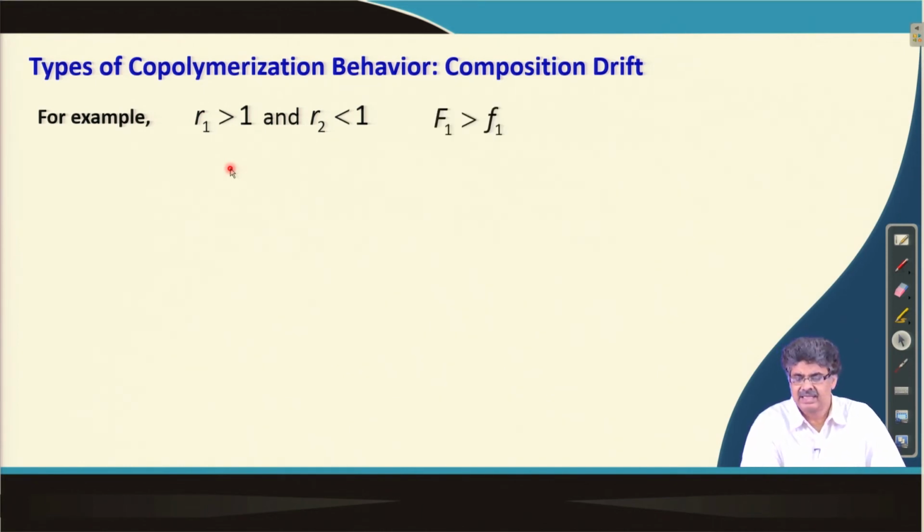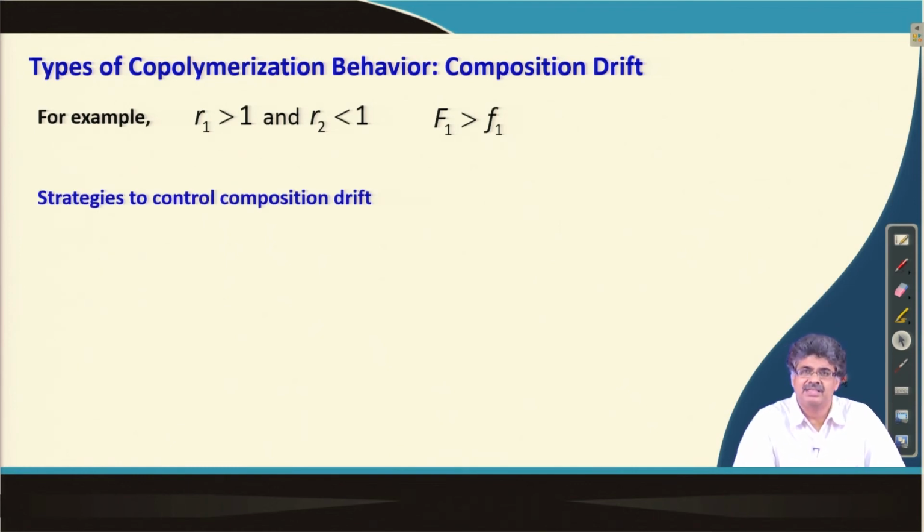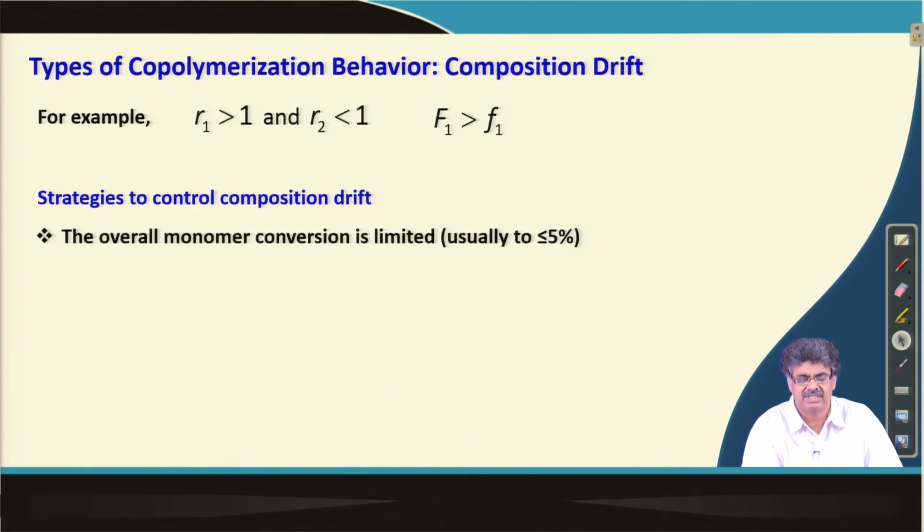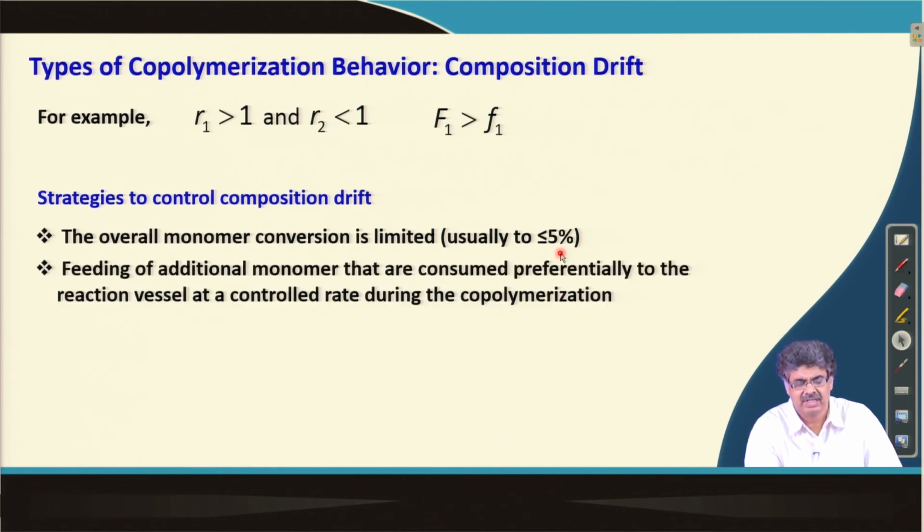As a result, generally in an industrial setup nobody wants such a broad distribution of composition. So, they basically do 2-3 tricks to maintain the similar composition throughout the polymerization. The first is they actually limit the polymerization to a very low conversion, which is not a practical way of controlling the composition drift.